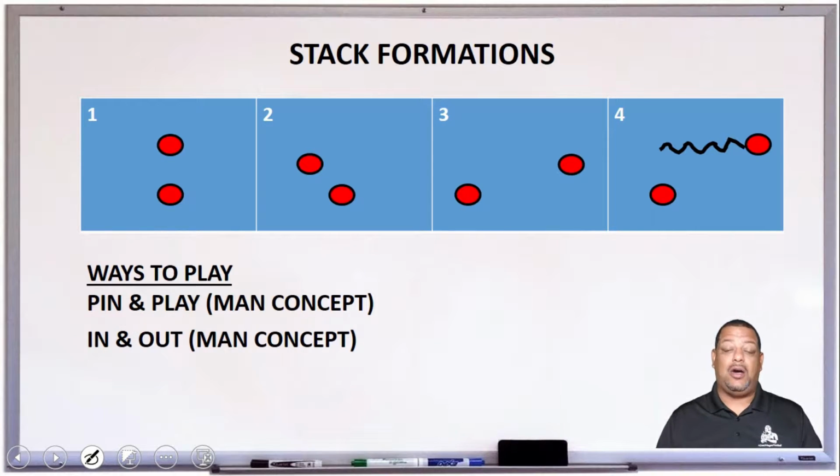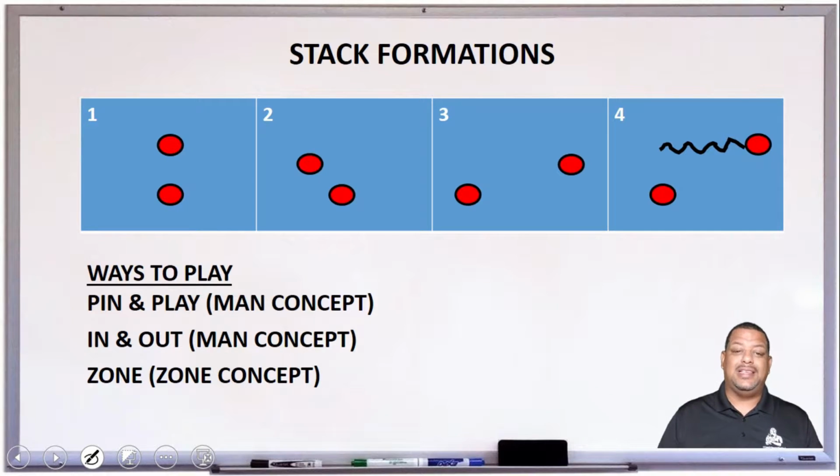Next is in and out. That's also another man concept, and we use that when they're not necessarily on top of one another. We use that typically as you look at box 3, where they're adjacent, but it's not necessarily stacked on top of each other, but they're in close proximity where they could possibly do some switch routes, stuff like that.